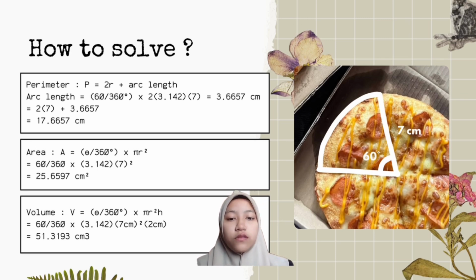Then we'll continue with the area. 60 degrees over 360 degrees times 3.142 times 7 squared. Then the final answer we will get is 25.6597 cm squared for the area. The last one is the volume. 60 over 360 degrees times 3.142 times 7 squared times 2 for the height. We will get 51.3193 cm cubed.